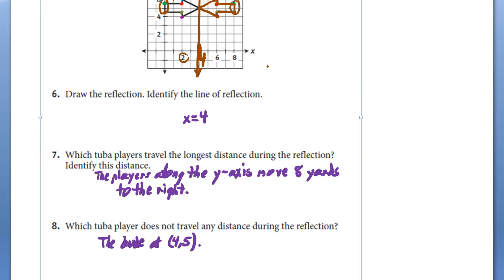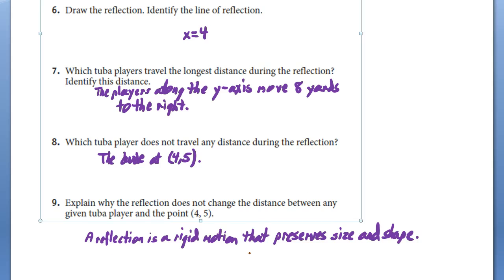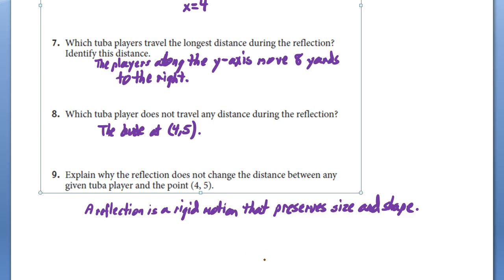Number 8, which tuba player does not travel any distance at all? And that was the dude at the point of the arrow. He stays at (4, 5). Number 9, explain why the reflection does not change the distance between any given tuba player and the point (4, 5). Well, a reflection is a rigid motion, and rigid motions preserve size and shape. Another way to say that, of course, is they preserve the distance between points.